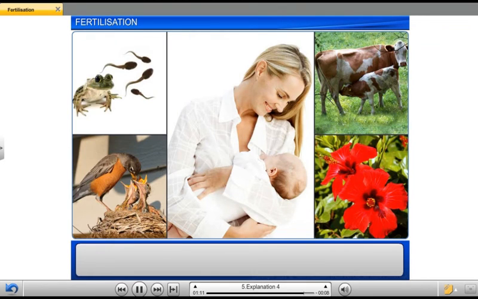Fertilization, thus, is an important process that ultimately results in the formation of a new life.